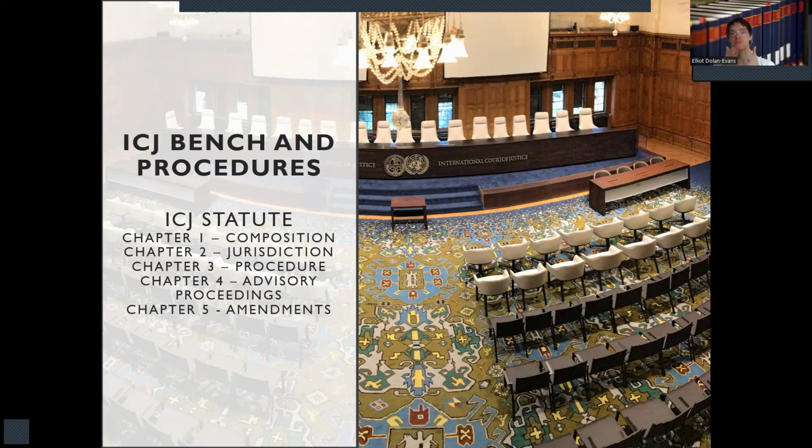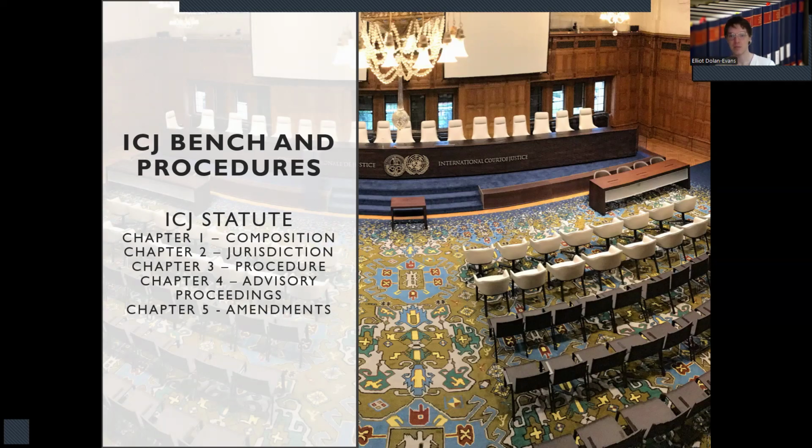So an entity must be a state, and also a party to the statute or authorized in some capacity to appear before the court, in order to be a claimant or a defendant before the court. It also imposes a limitation on the jurisdiction of the ICJ in terms of the so-called persons, or who can be parties: the entities that can be parties are states.